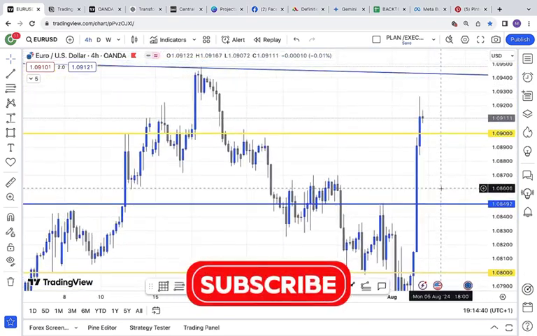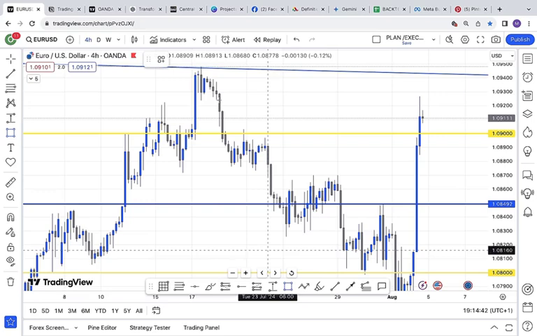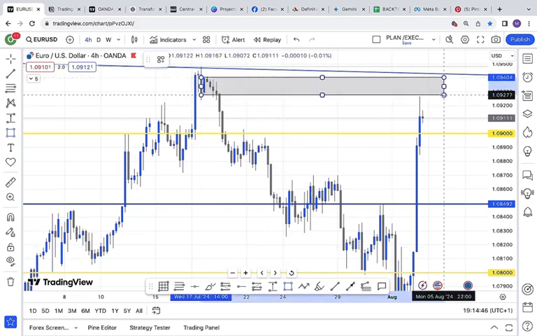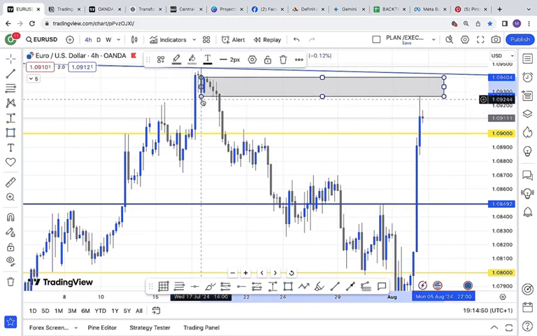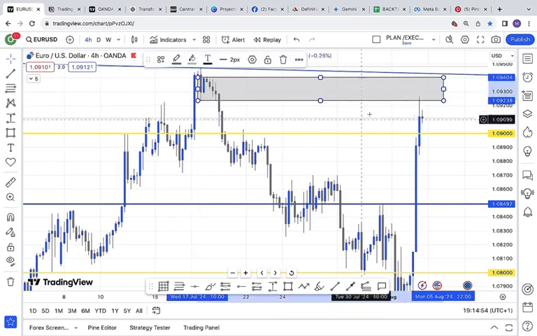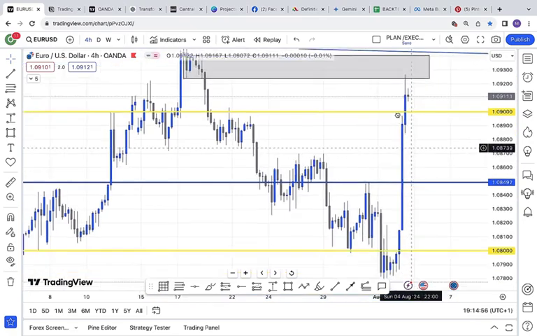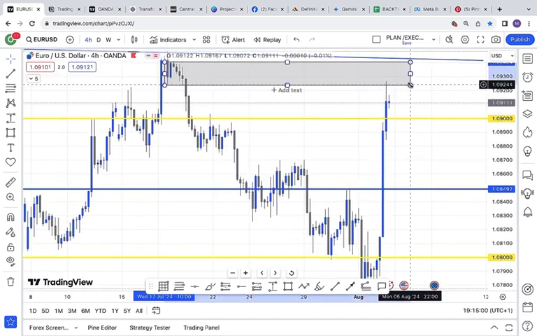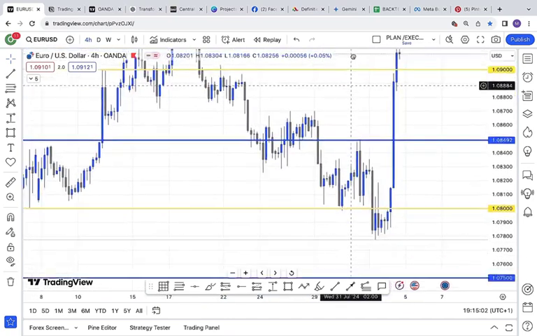Currently, price is respecting this supply here. Price is respecting this supply zone, this supply area. Price is reacting off it. Is it going to react to the demand zone? That I don't know, but as you can see, price is reacting from this supply zone.